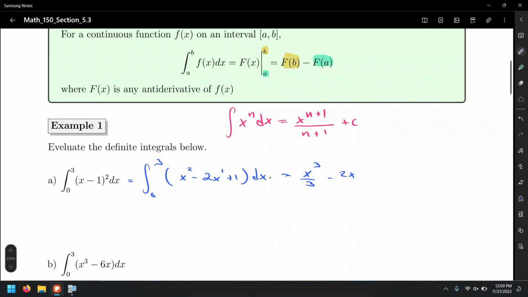minus 2x to the first power, add 1 to the exponent, that's 2x squared over 2, plus the integral of 1 dx, which is just x. In this case, I'm not going to add the plus c. All we're going to do is evaluate this from the lower limit of 0 to 3. And all we do is simply compute F of b minus F of a.